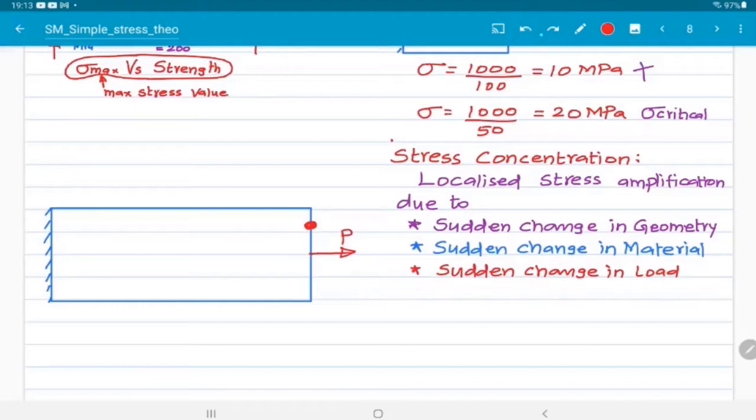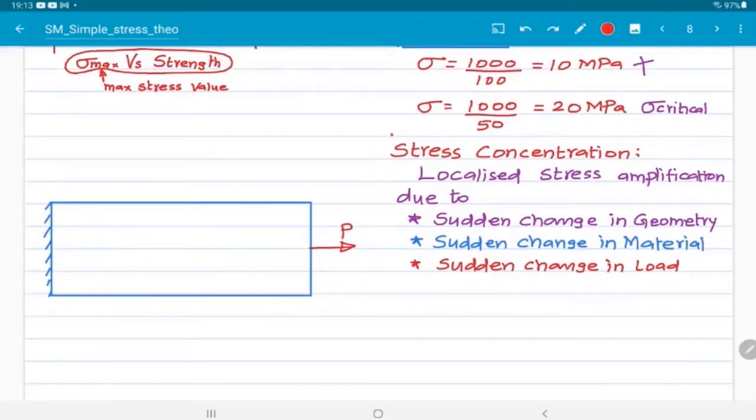So what is the formula for stress? Load by area. For example, this load is 1000 Newton, and the cross section area is 100 mm square. What is the expected stress? 10. See how the stress is varying. At this point, stress is very high, and in the nearer points, almost zero.